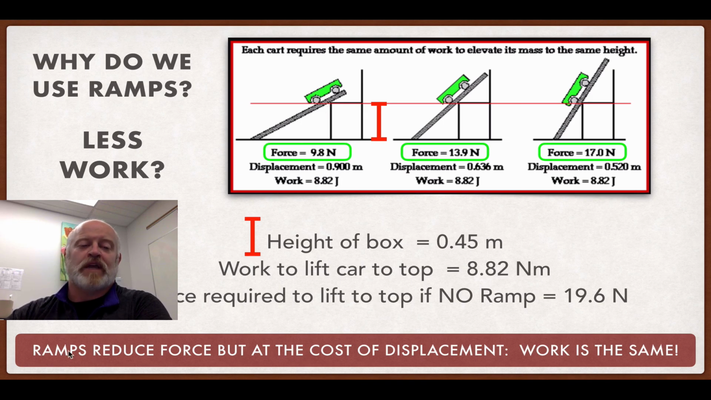So what we can say is that ramps reduce force, but at the cost of displacement, but the work is the same, all right? So that's the take home here, is that we do not change the amount of work. We're able to lessen the force because we roll it along a further displacement along that ramp to get to the same height, okay?